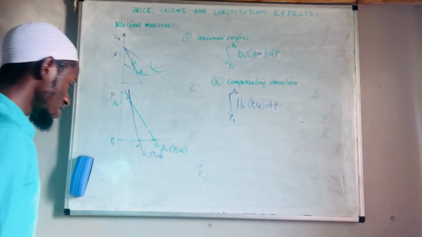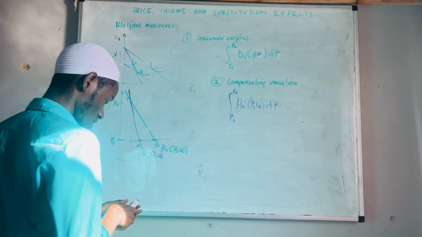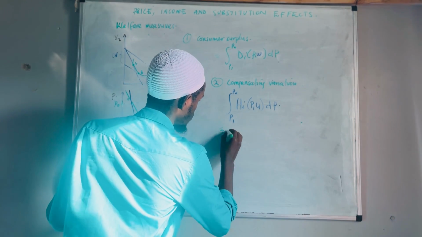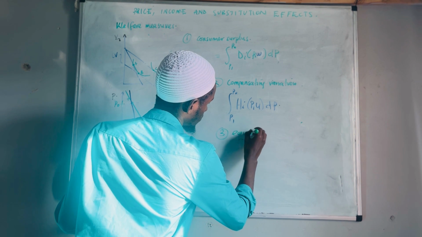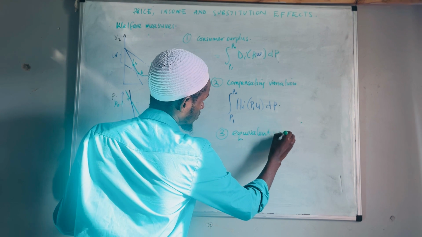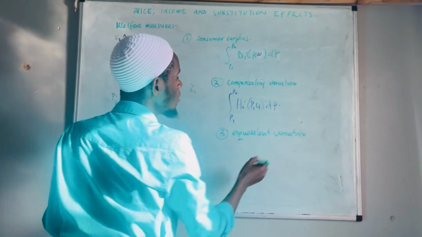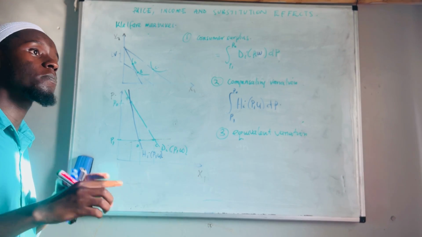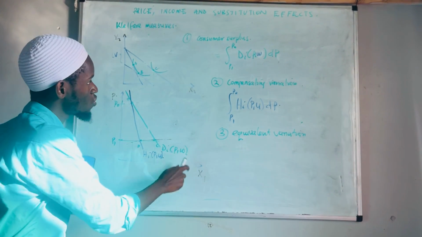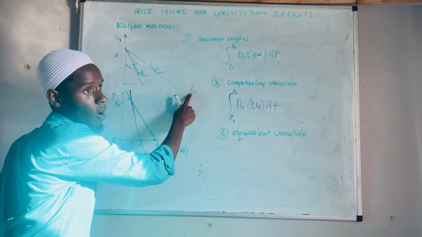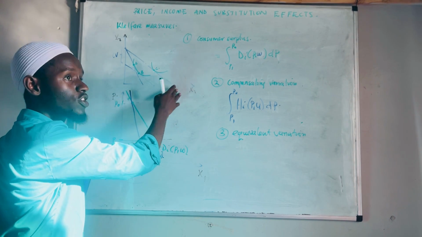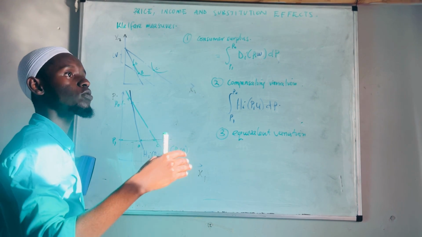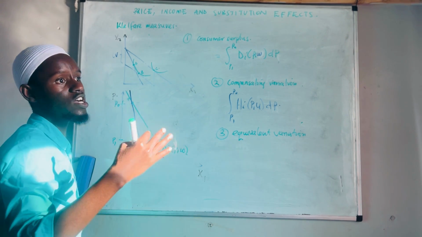Then let us talk about the third component, the equivalent variation. Remember, for equivalent variation there is no price reduction; now there is a price increase. Suppose the price of X1 increases, what will happen to our budget line? It will shift inwards. Therefore, this person's income will have reduced, and this person will be able to consume less of X1.